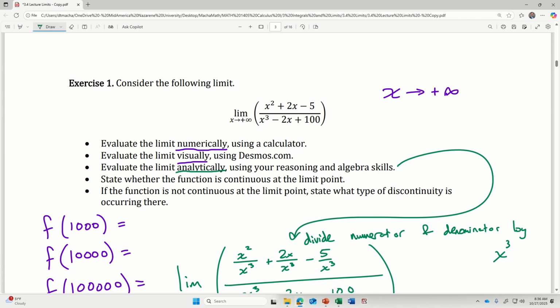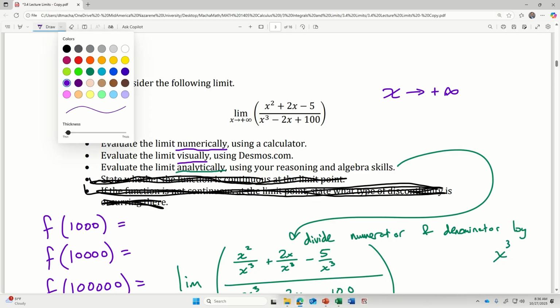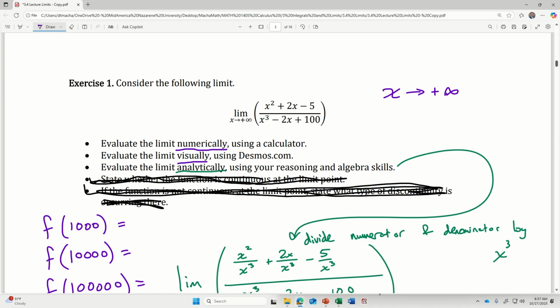State whether the function is continuous. So that question actually doesn't make any sense for infinities, right? We're not really concerned whether a function is continuous at infinity because infinity is not a number. Infinity is not a real number. And so we're not actually worried about these questions. If it says the limit as x approaches infinity, then don't worry about that. We're only worried about the continuity question when x is a real number. And infinity is not a real number. So don't worry about that.